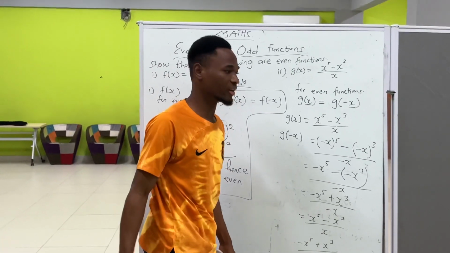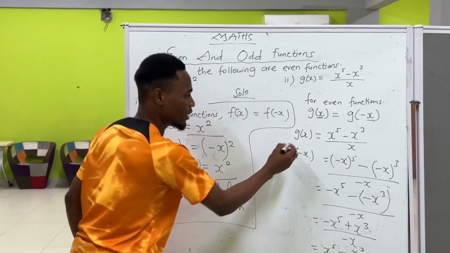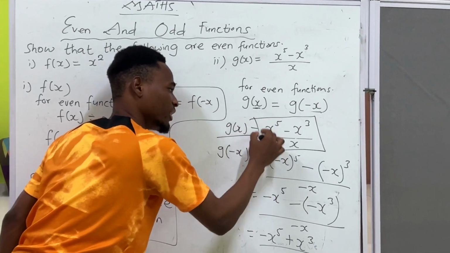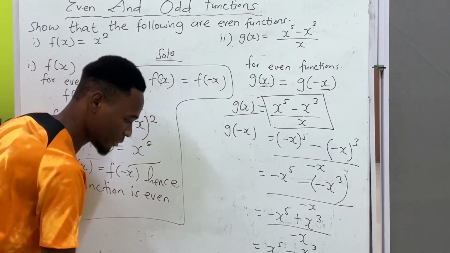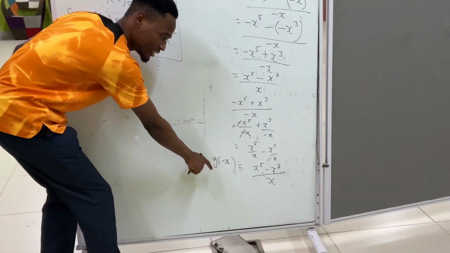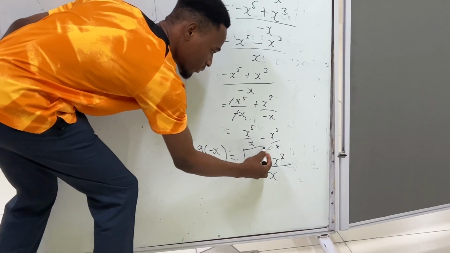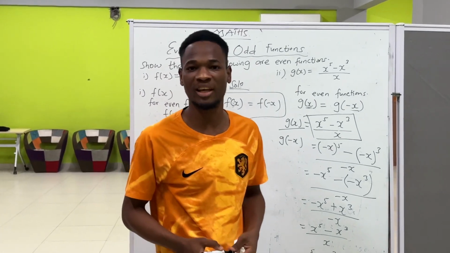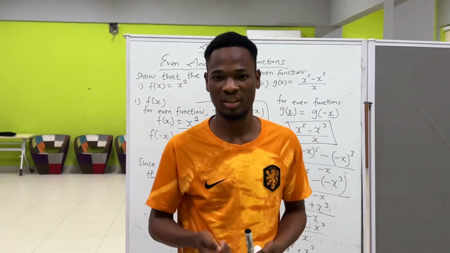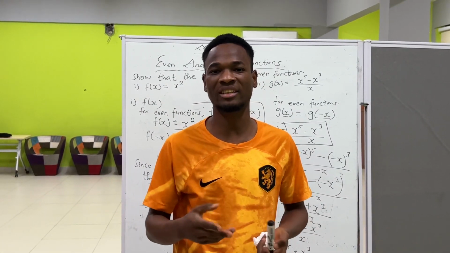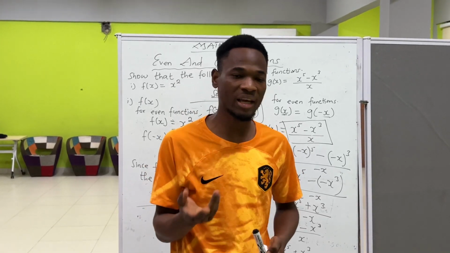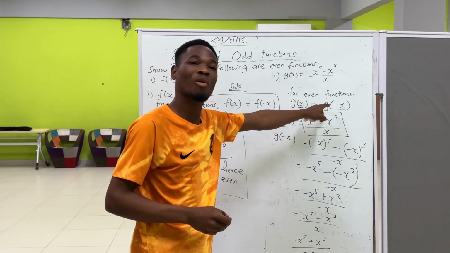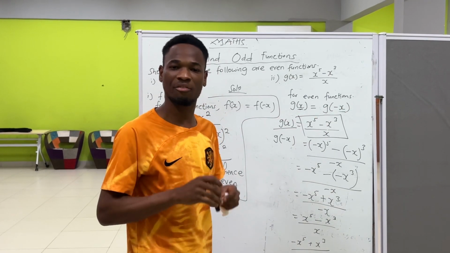What can we see over here? Realize that my g of x is giving me this expression, and g of negative x is also giving me this expression. Ask yourself, are they the same? If yes, then the function is even. If they are not the same, the function is odd. So here, that is it. Since g of x is equal to g of negative x, hence the function is even.